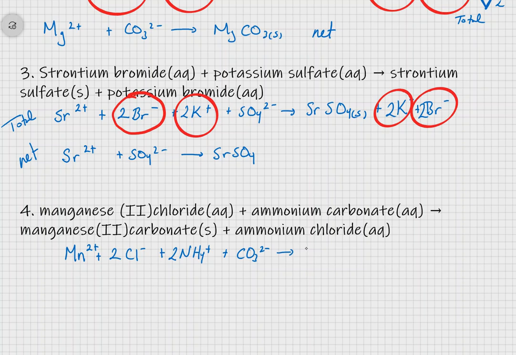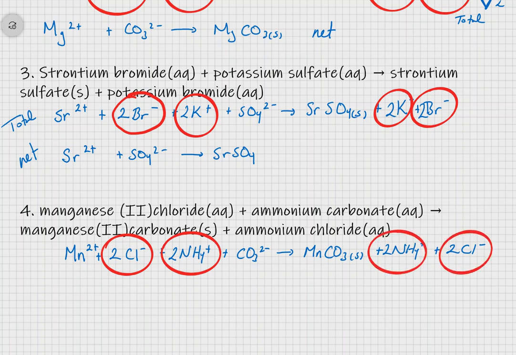So I'm going to go MnCO3 as my solid, plus ammonium, plus chloride. Okay, so again, I'm going to circle those ones that don't do anything. These are called spectator ions, so they don't really do anything on these. So we have this guy, ammonium, and they're exactly the same on this side. So we're going to get rid of those, and our net ionic equation looks like this: Mn 2 plus, CO3 2 minus yields MnCO3 solid. And that's my net, and this is my total.